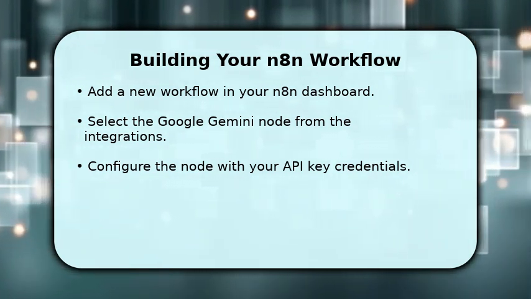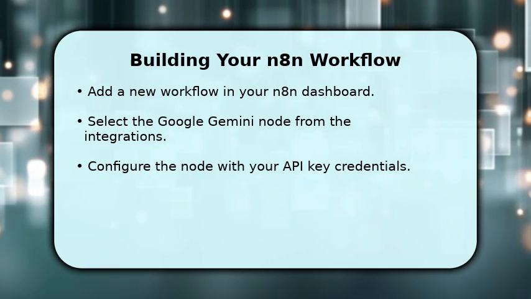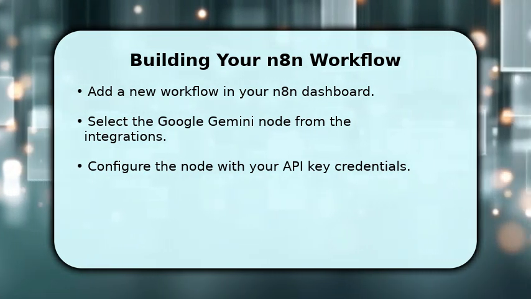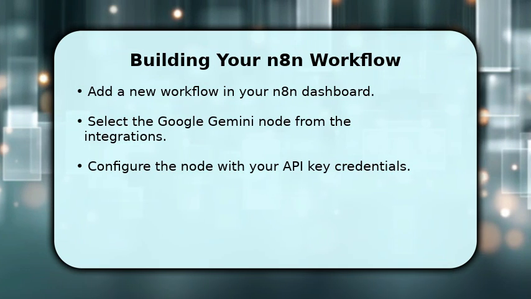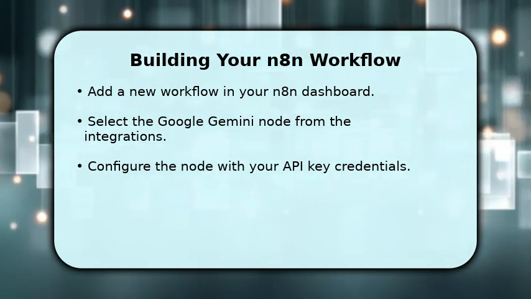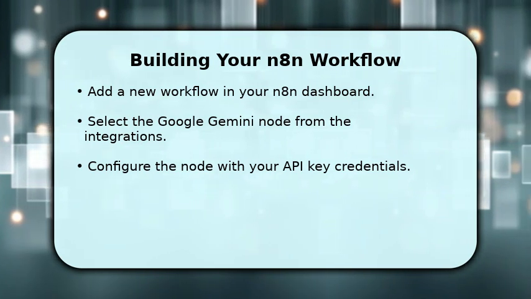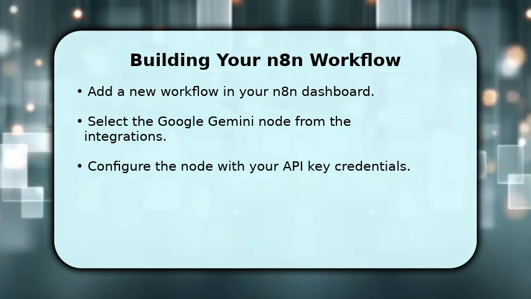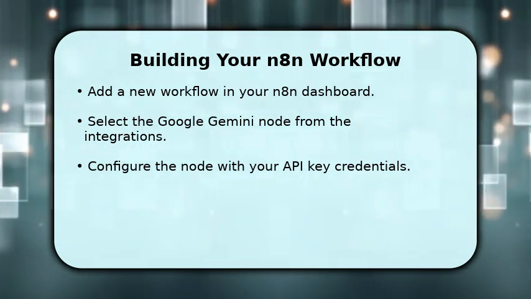Drag and drop it onto your canvas. This node is the core of our integration. Next, you'll need to configure it with your Google Cloud API key. This step authenticates N8N to communicate with Gemini, allowing you to leverage its powerful AI capabilities within your automations.